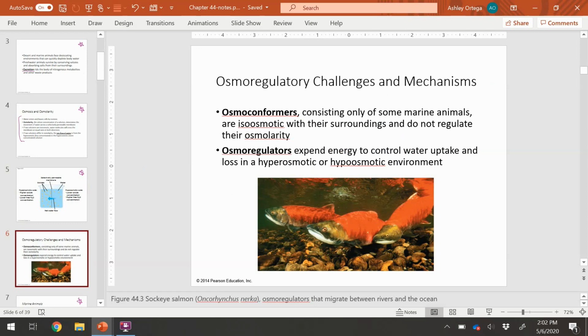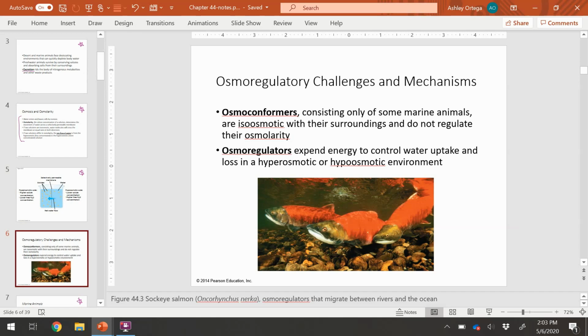And so in terms of animals and organisms, some are going to be osmoconformers, where they are going to be isoosmotic with their surroundings and they're not going to regulate their osmolarity content. Whereas most animals that we'll see in this chapter will be osmoregulators that will actually expend energy to control their environment in terms of hyperosmotic or hypoosmotic. In terms of their environment, they're going to be different than that of their environment, and they're going to have to spend energy to control that water uptake or the water loss in that environment.